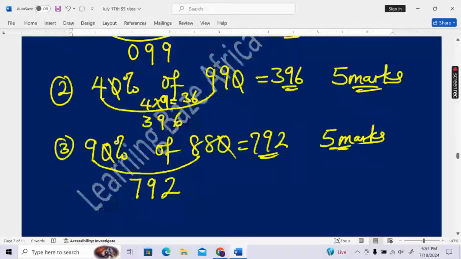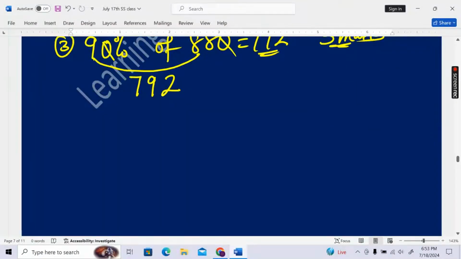Now let's move on to another concept. More on decimal.